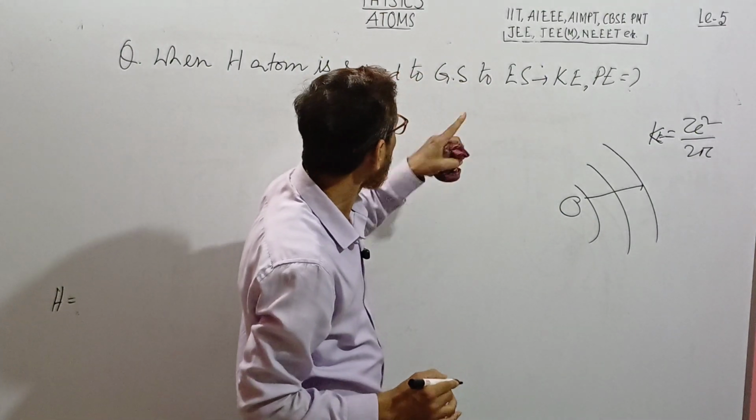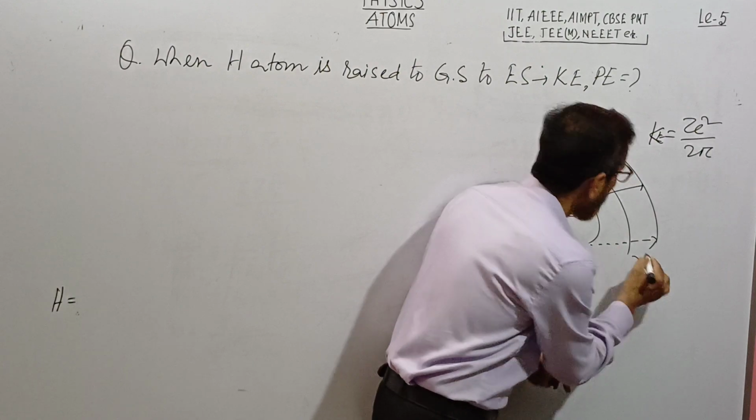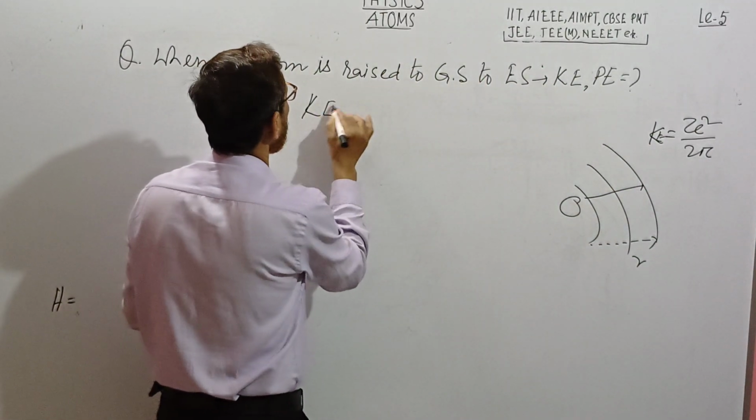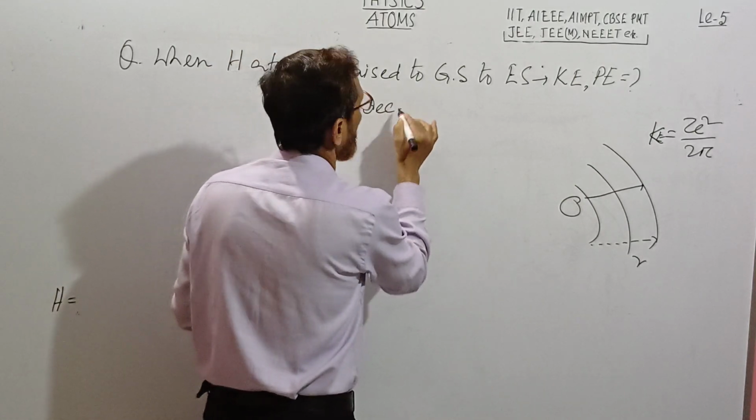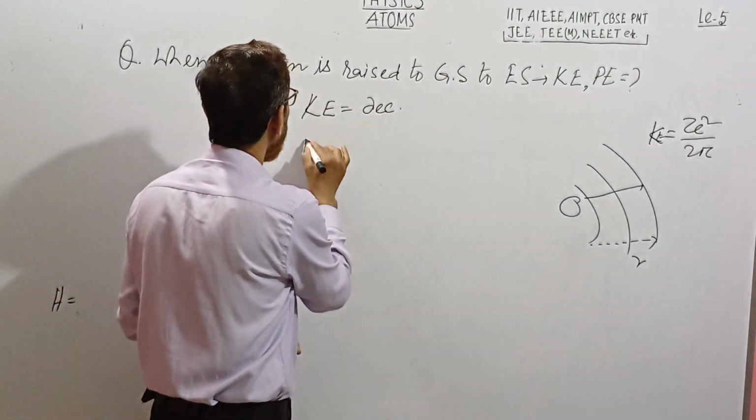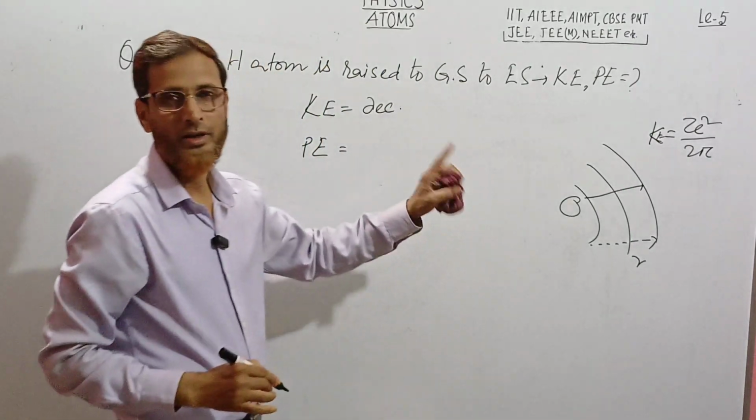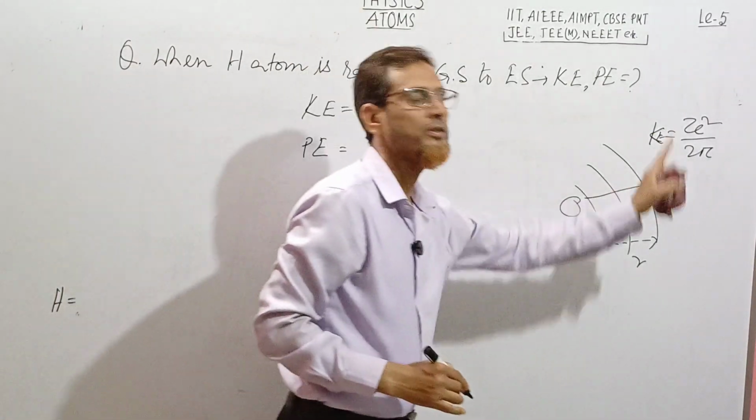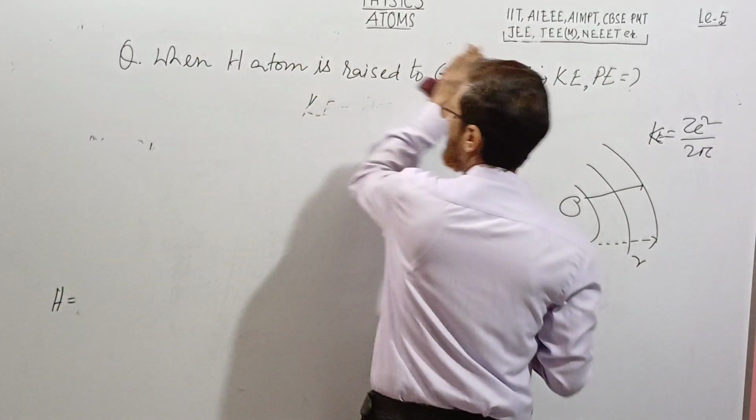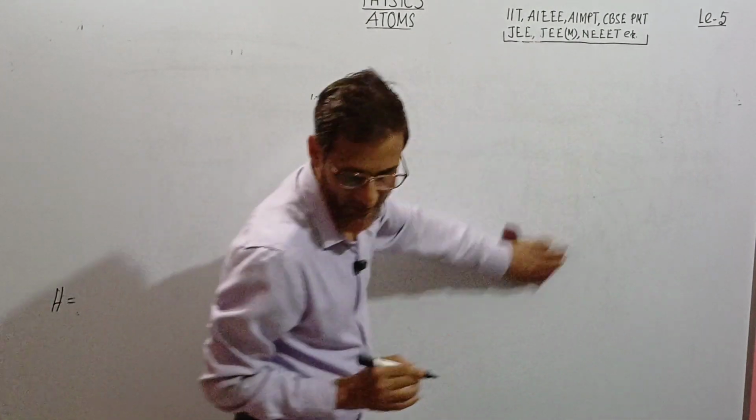So when it's excited, ground state to excited state means your radius is increasing. When radius increases, kinetic energy decreases. When kinetic energy decreases, potential energy increases, because potential energy is related to the length, more the length, more the potential energy. So this is very simple, nothing to explain. I hope you can understand very easily.